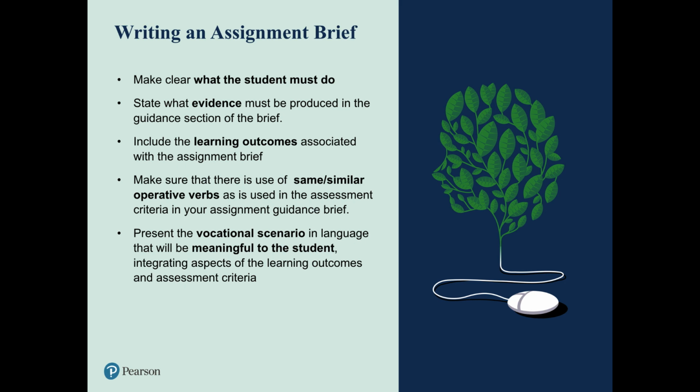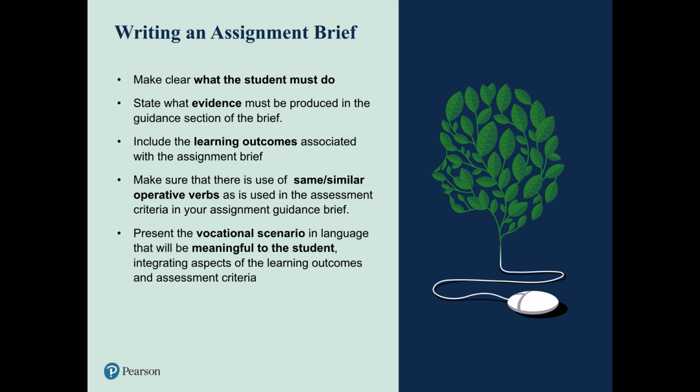When you write the assignment brief, be clear about what the student must do. Be clear about the evidence that they have to provide. Include the learning outcomes associated with the assignment brief. So if we're doing a single unit assessment, all 4 learning outcomes being assessed through one assignment, then all 4 learning outcomes will appear in that assignment brief.